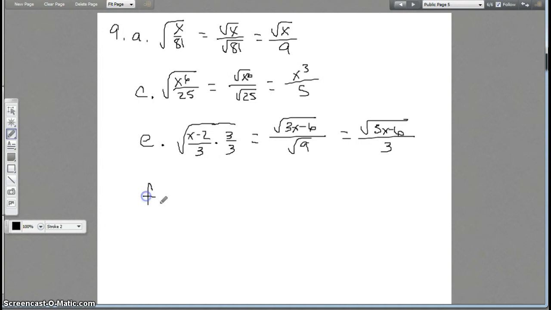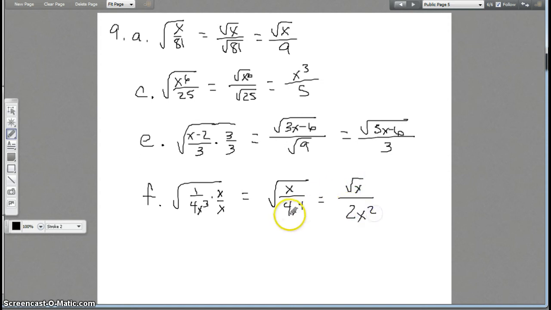One more part for number 9. Part F, the square root of 1 over 4x cubed. 4 is a square number, but x cubed is not, so we're going to need to multiply this by x over x, and we will end up with the square root of x over 4x to the 4th, which is the square root of x over 2x squared, because the square root of 4 is 2, the square root of x to the 4th is x squared. So that was number 9. It's just like number 16 that I assigned for homework.